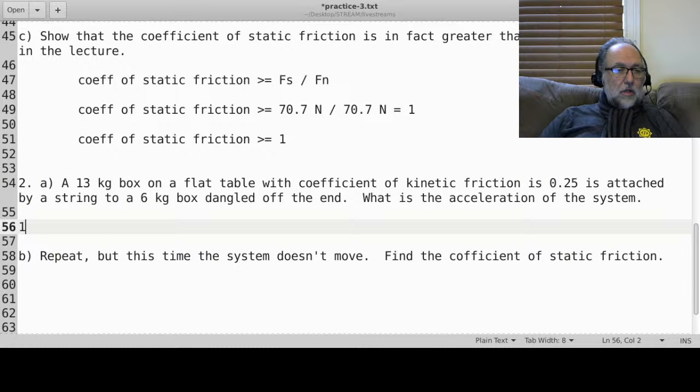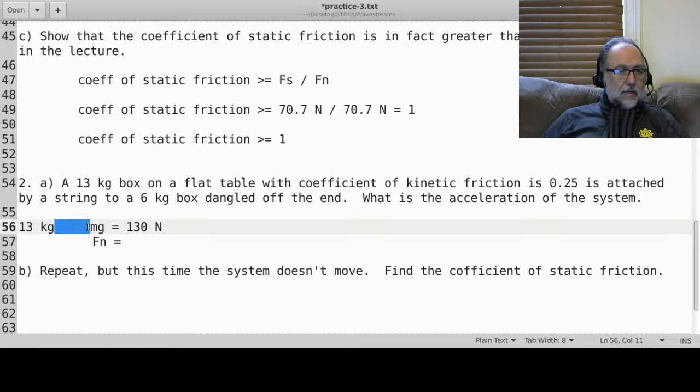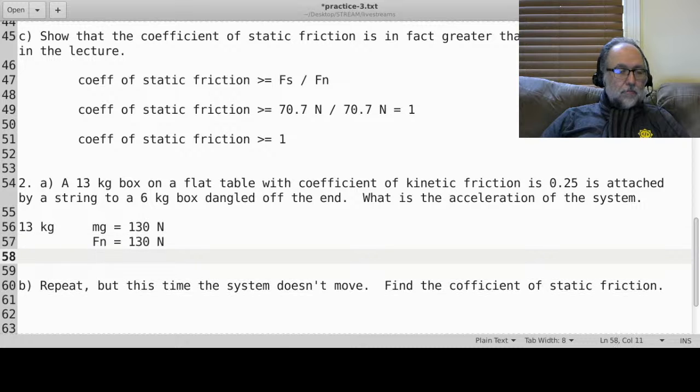Over here, let me write down what we found. For the 13 kilogram, we found that mg was equal to 130 newtons. Fn was also 130 newtons. And the force of friction was 0.25 multiplied by 130, which is equal to 32.5 newtons.